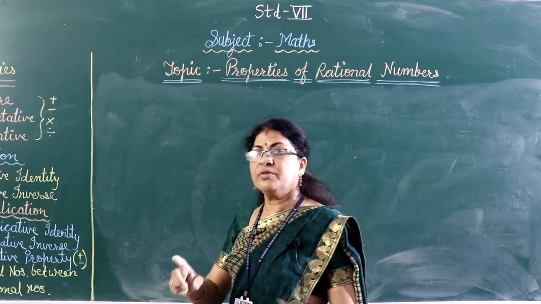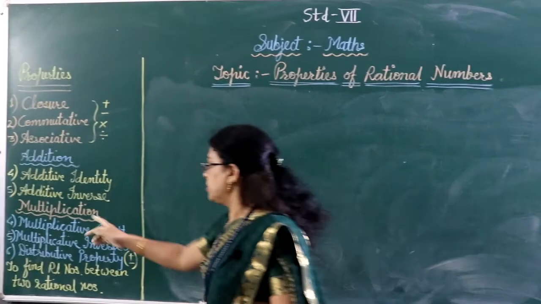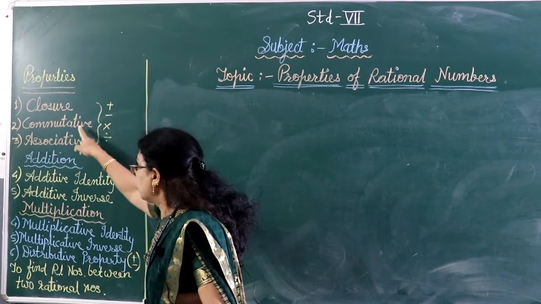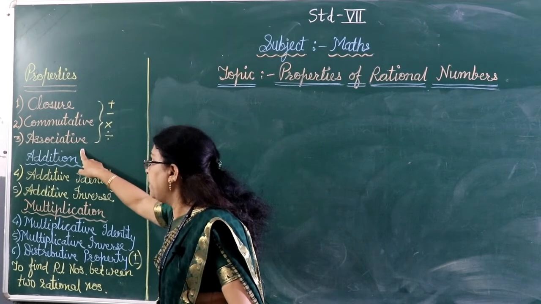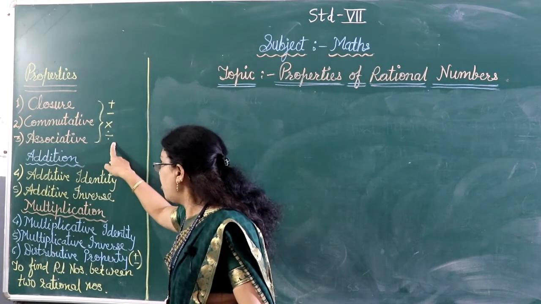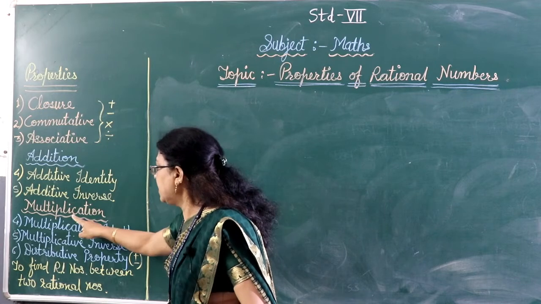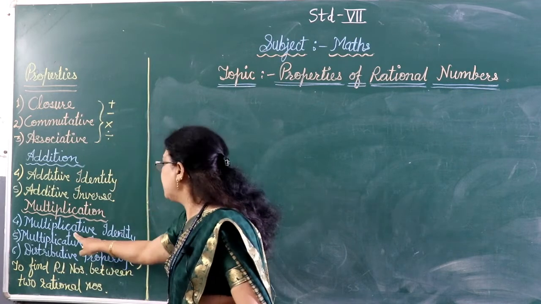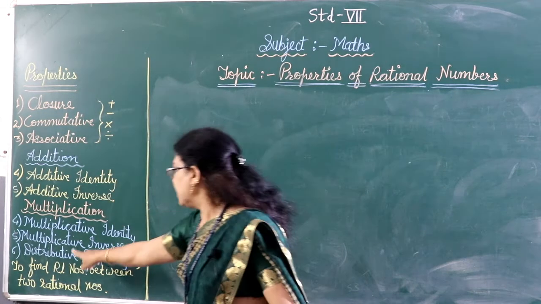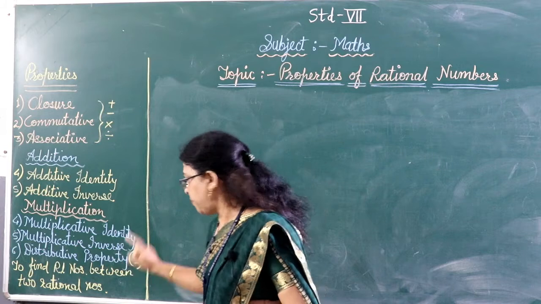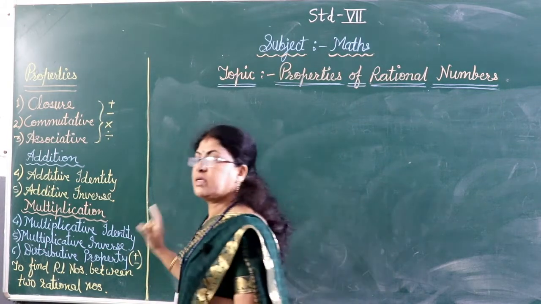Now we will learn 3 more properties of multiplication. Closure, commutative and associative are applicable for all these operations, but multiplication has 3 more properties: multiplicative identity, multiplicative inverse and distributive property. So we will now discuss them.